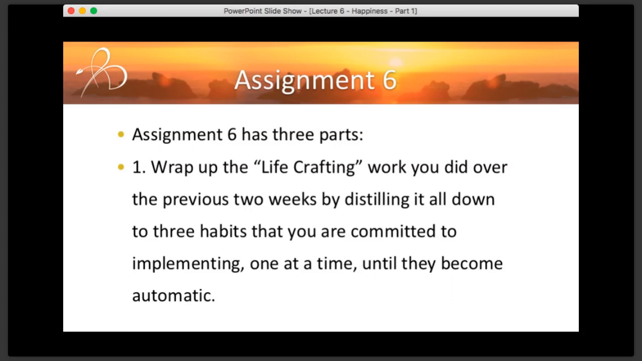If you feel inspired to go back and work on it more in the future, that is totally fine and great. But you will get tremendous value out of assignment 5 from last week if you've done the best that you could do up until this moment, and make sure that you have three habits written down that you're committed to implementing one at a time. Okay? So that's the beginning of assignment 6, is to make sure you're at this point where you've got three habits written down.